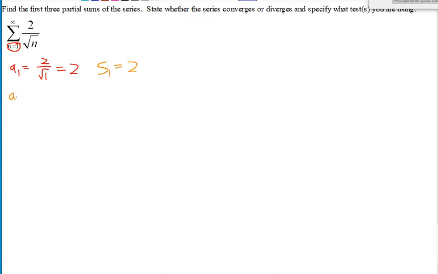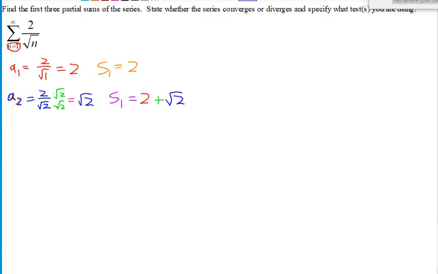Then the second term, you'd substitute 2, so you get 2 over root 2. Which you could simplify if you want, but you don't have to. If you want to, multiply by root 2 over root 2. That'll give you 2 root 2 over 2, so that's just going to be root 2, because the 2 here and the 2 here reduce out. So our second partial sum is the first term plus the second term, so the first term is 2, plus the second term, root 2.